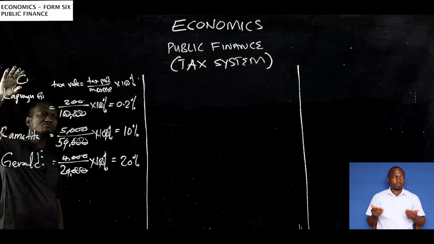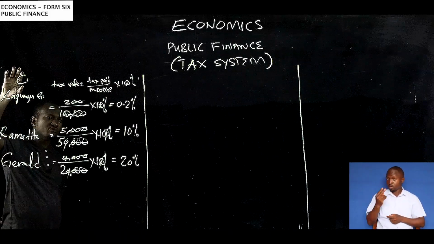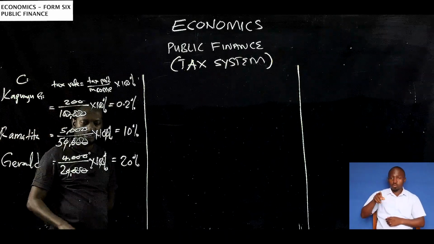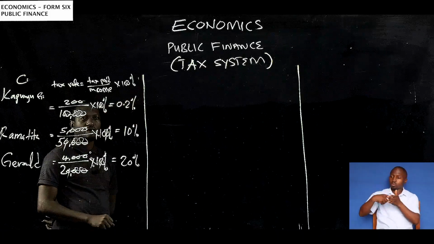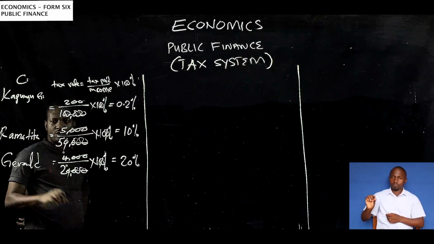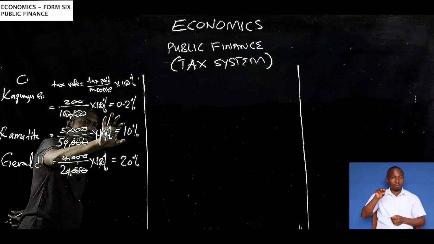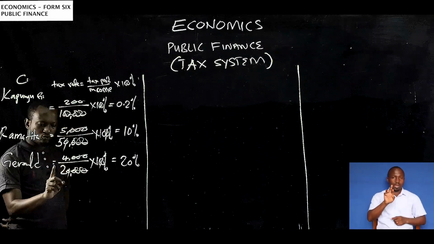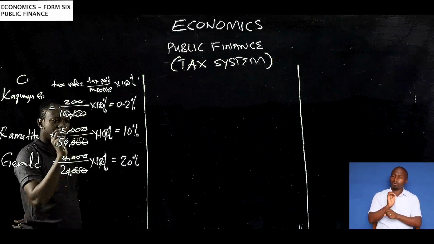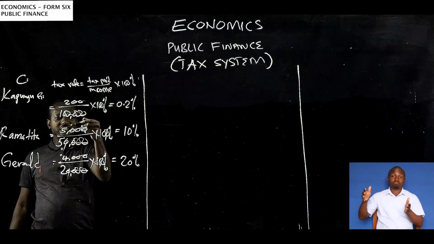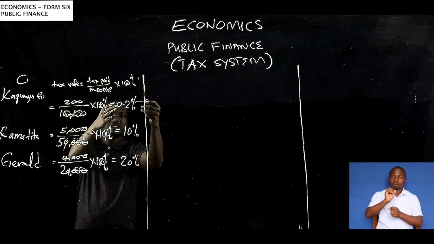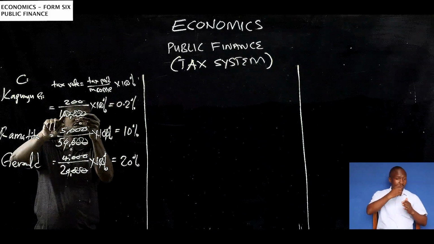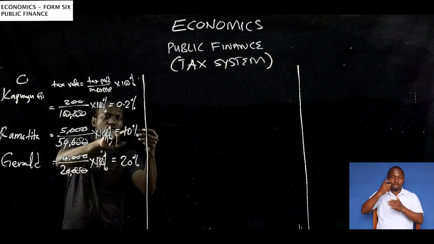So we see at column C, Mr. Kapungu, with the higher income than the rest, pays the lowest rate of tax, while Ramatita also pays low compared to Gerard, who has very low income. So when the income is decreasing, tax rate is seen to increase. And when the income is increasing, tax rate is seen to decrease.